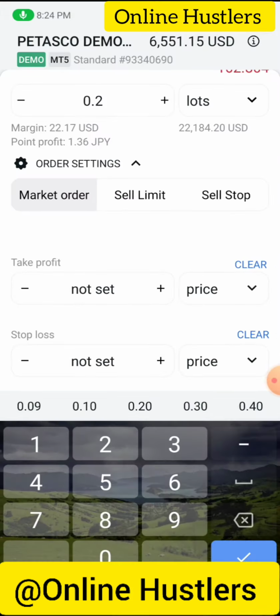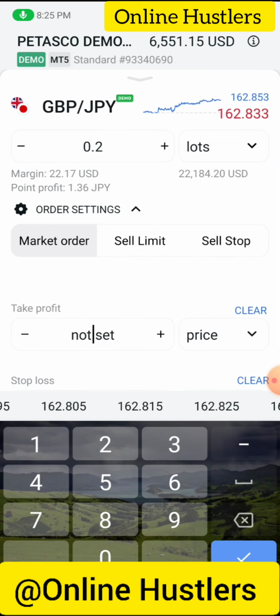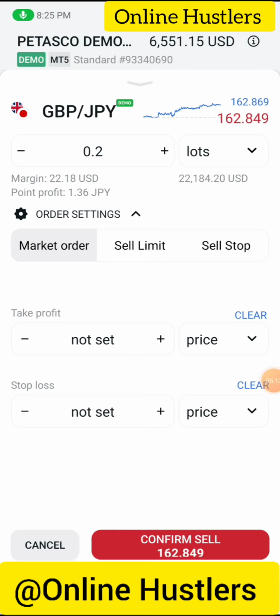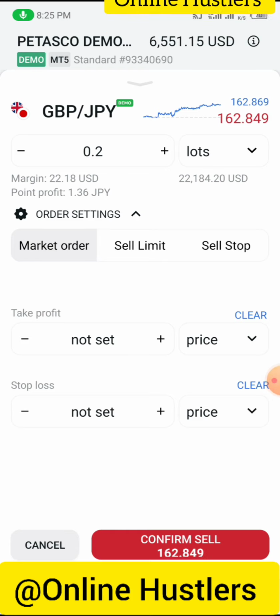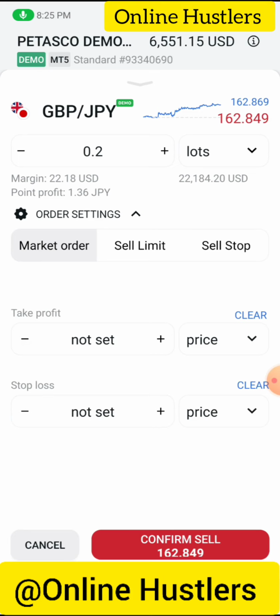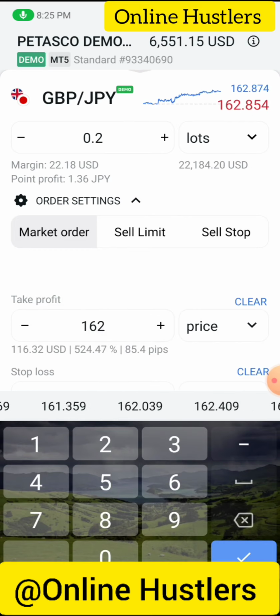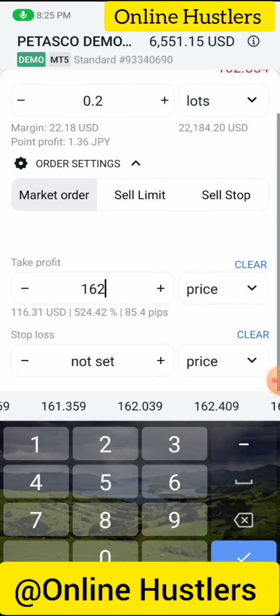So now let's look at the take profit. We are selling, so the take profit should be below the entry. Here's our entry price. So our take profit should be less than 162.849. So let's just make it 162. That's about 85 pips.